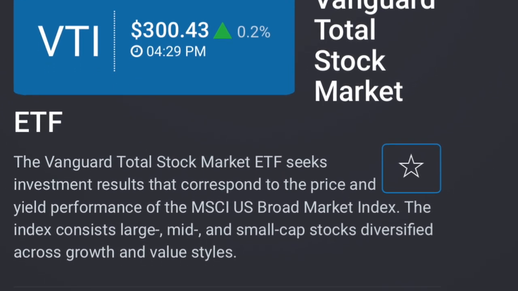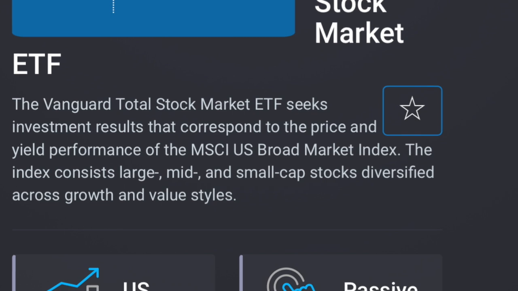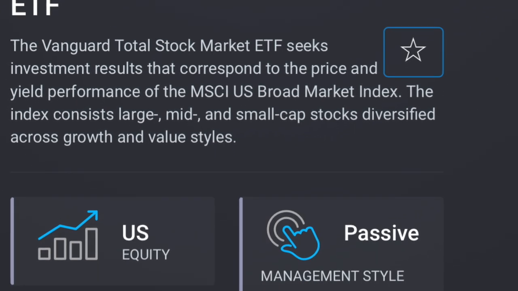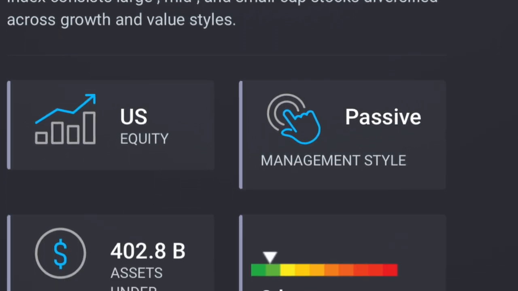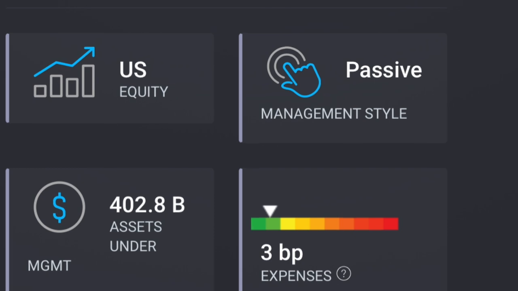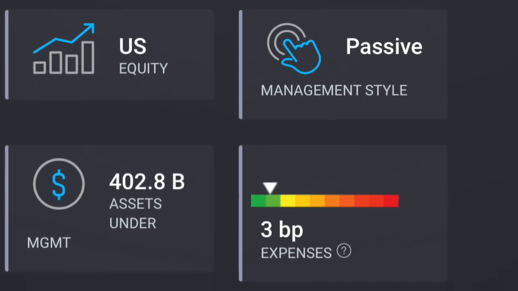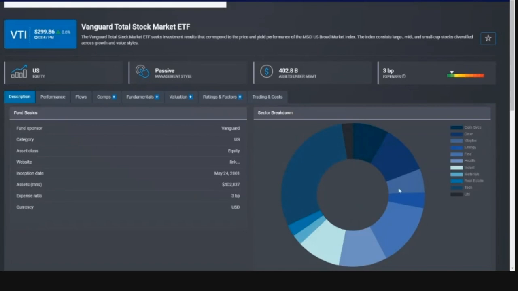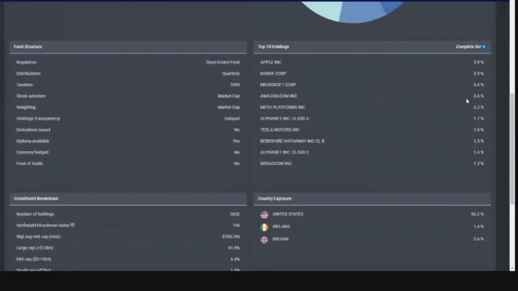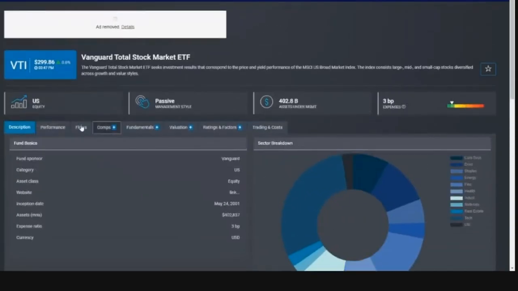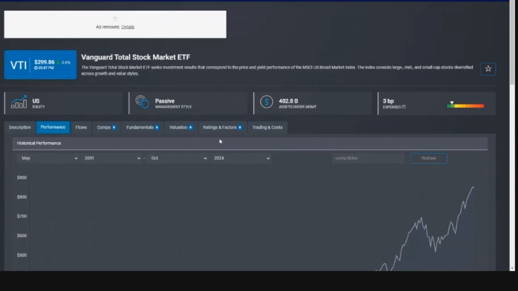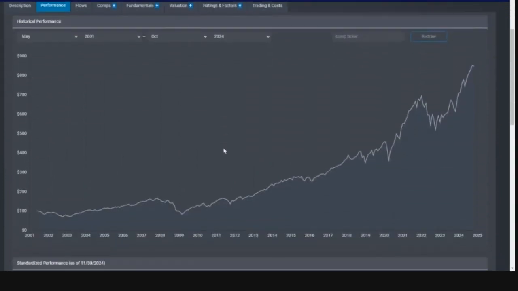It shows you here that it has a passive management style, which we talked about. It lists the assets under management at 400 billion. It shows you that it has a low expense ratio, which happens to be 0.03% for this investment. Gives you a sector breakdown, the top holdings, and the percentage at which it's weighted in the investment, the current number of holdings, and other information. If you go over here, you can dig into the performance and other details about the funds.